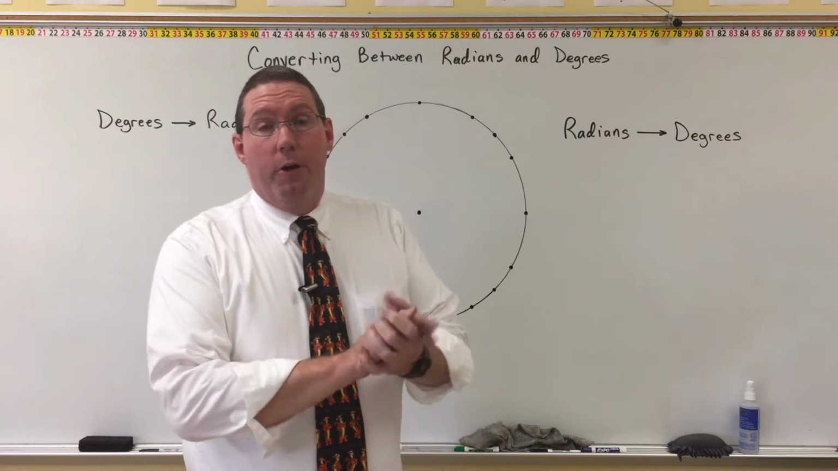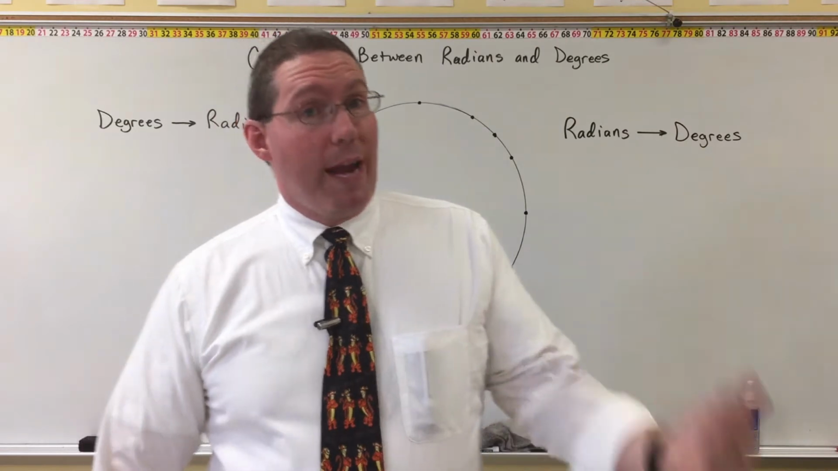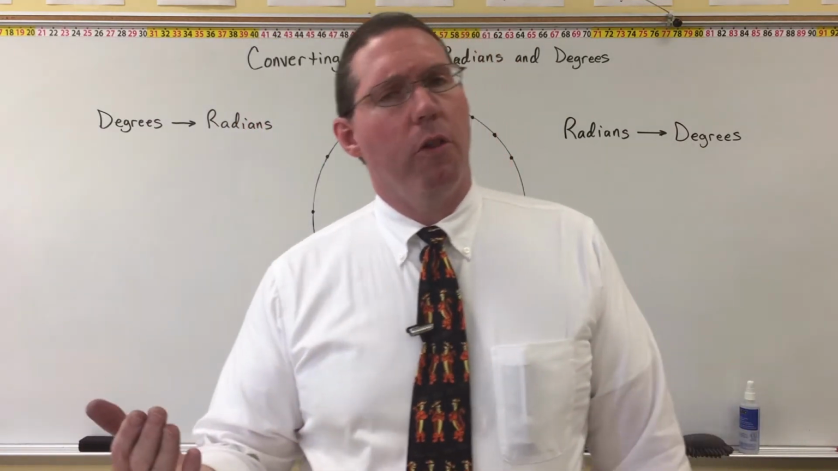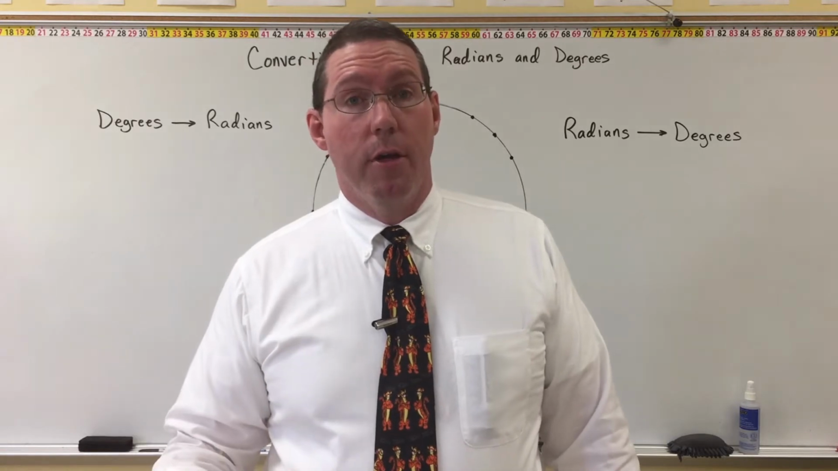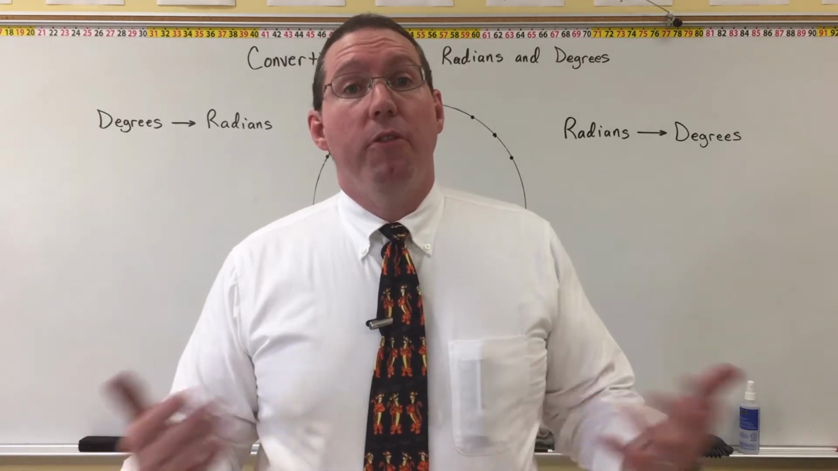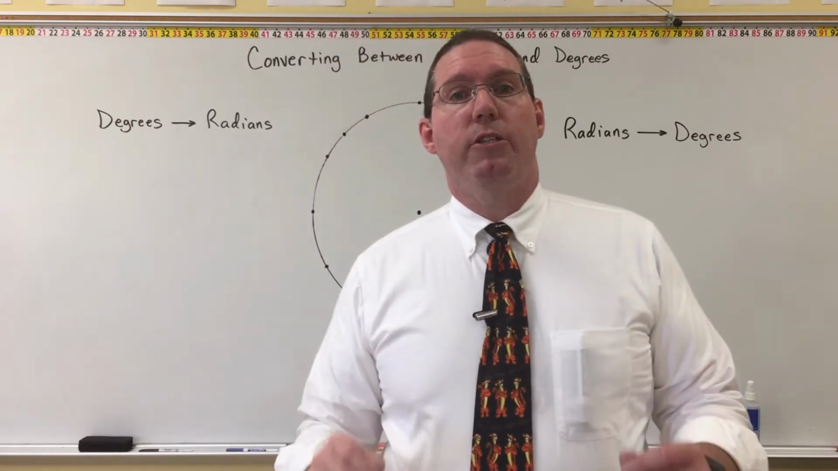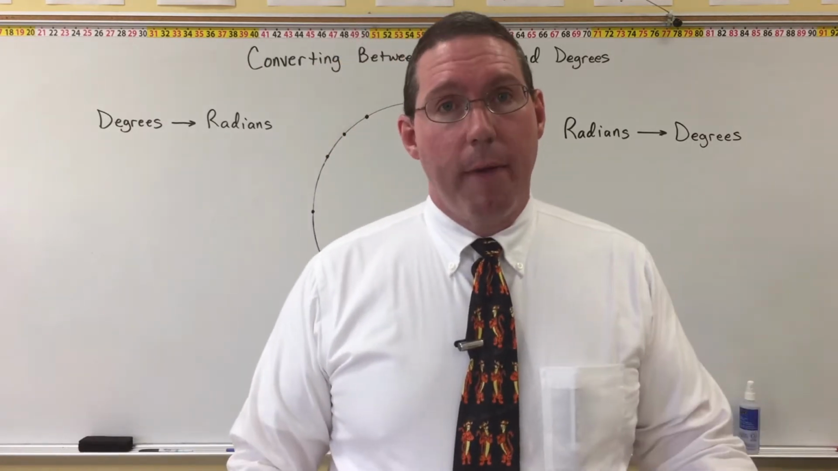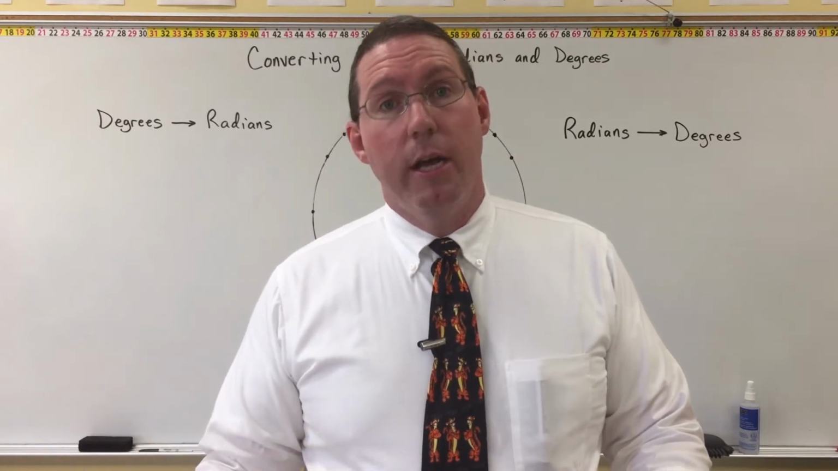All right, so now what we're going to do is, now that we know that we can measure angles in radians, but we've already known for a long time that we can measure angles in degrees. So since we know that both of them can be measured in angles, then there must be some way to convert a degree measure into radians and to convert a radian measure into degrees.